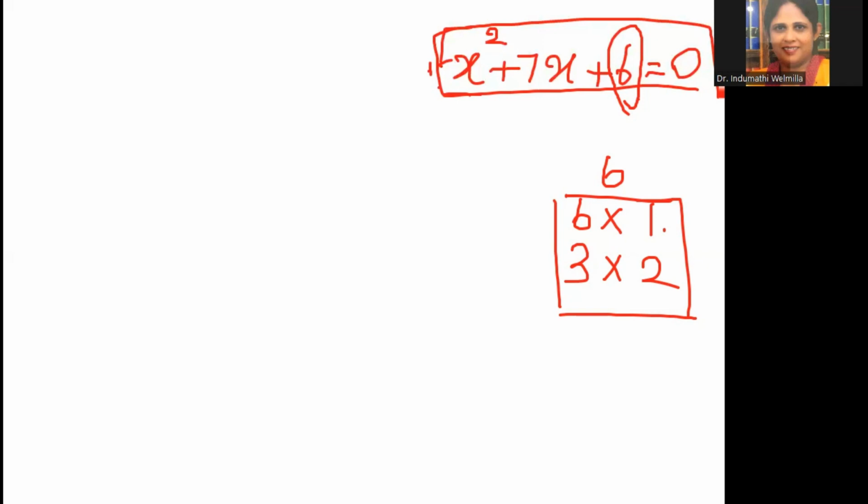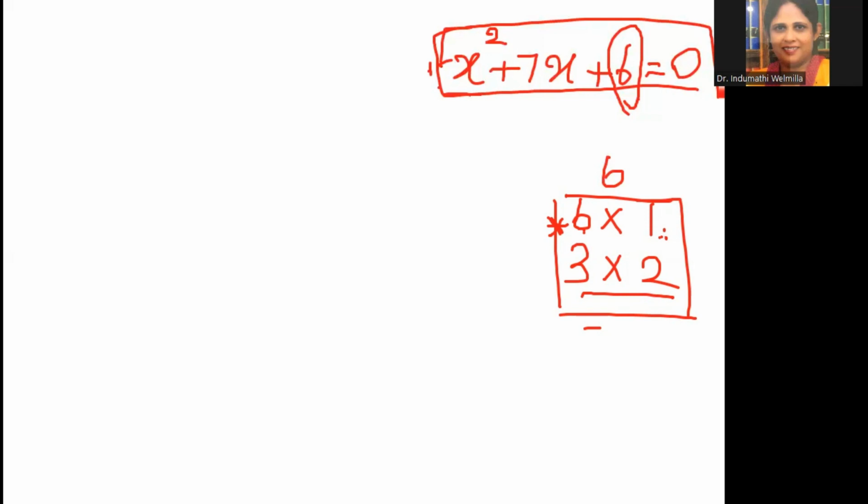In this case, when we add 6 and 1, we can get 7. When we subtract, 5, no. For the second pair, 3 plus 2 is 5, and when we subtract, 1, no. So, okay, only one time we got 7 when adding the factor values together. Therefore, we have to select that factor to expand our equation's middle term.